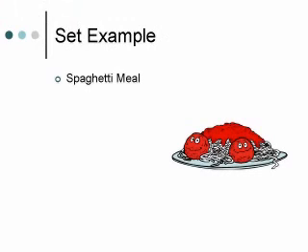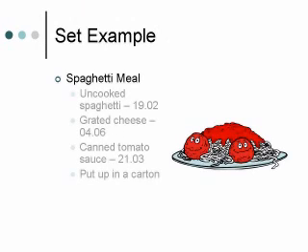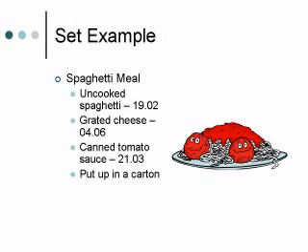Let's take a look at some examples. The first example we are going to look at is a spaghetti meal. See my happy meatballs? A spaghetti meal, as you would purchase it at a store, would consist of uncooked spaghetti in 1902, grated cheese, which falls in 0406, and canned tomato sauce in 2103. All these items are put together in one carton for sale to the end user.